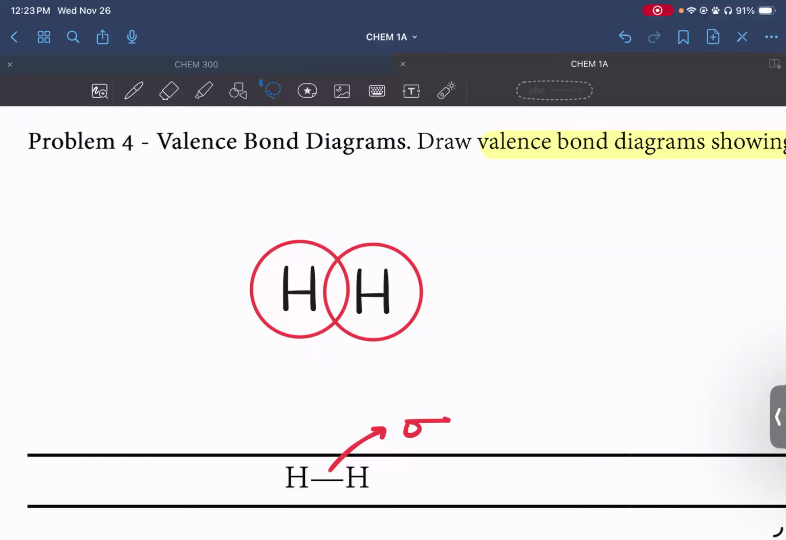Quick question, does this molecule have a polarity arrow? Or will it have a polarity arrow? No. It's the same atom, 2 hydrogens, so no uneven sharing. So I could potentially even ask you on the final, after drawing the valence bond diagram, draw the polarity arrow, but in this case, this is nonpolar.